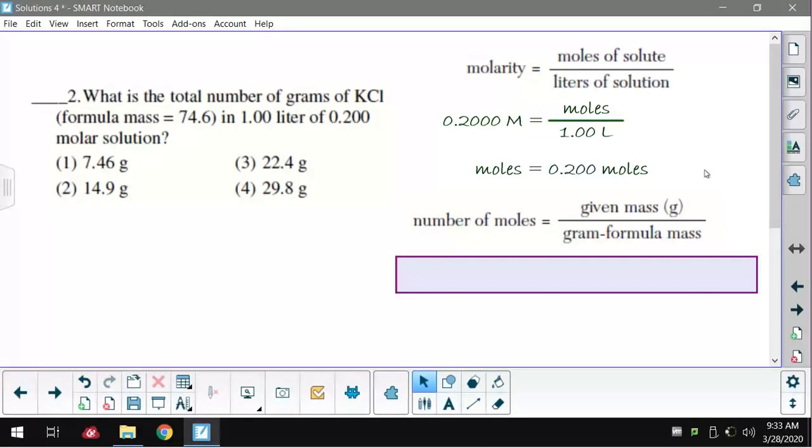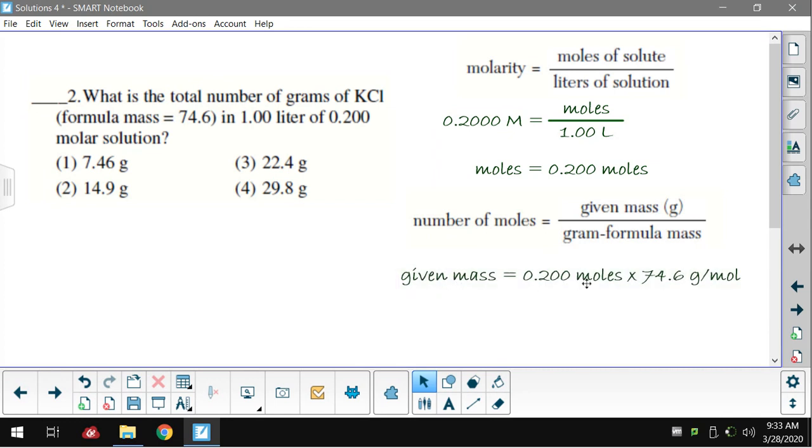So if you have 0.2 moles, and the formula mass is 74.6, you want to find the given mass. Again, the number of moles equals the given mass divided by the gram formula mass. Multiply these two things, and the given mass is equal to the number of moles, 0.200, times the molar mass, and that gives you the answer. So 0.2 of that is, I believe, 14.9. 14.92 actually, I think.